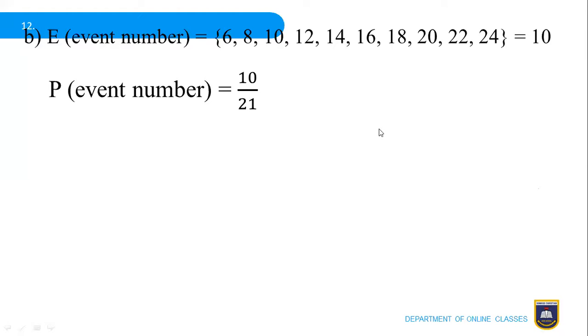Peace, your hand is up. Sir, please, I had 2 over 5. Is it B, the probability that the number chosen is an even number? Yes, sir. Oh, okay. How did you do it?